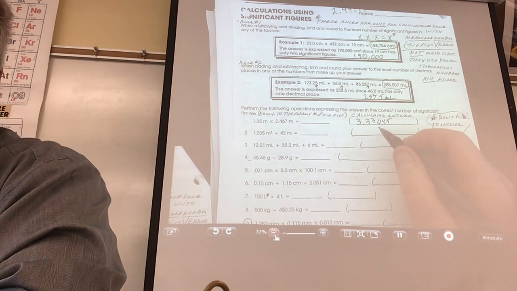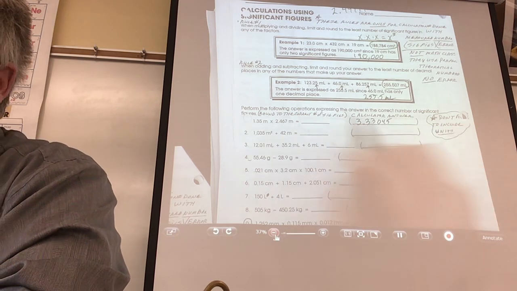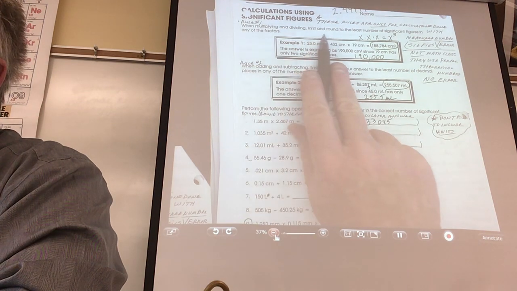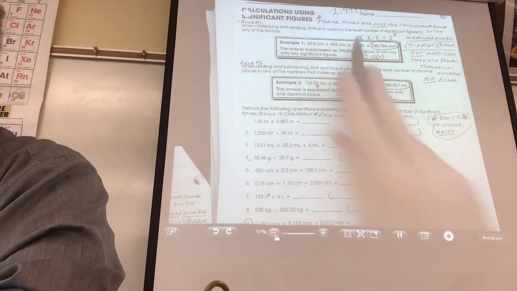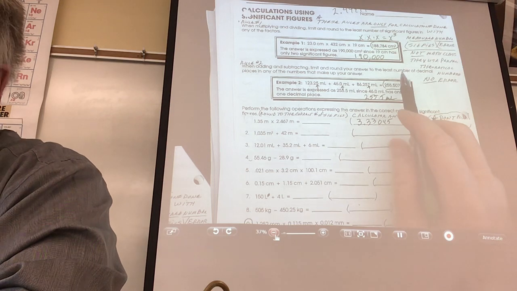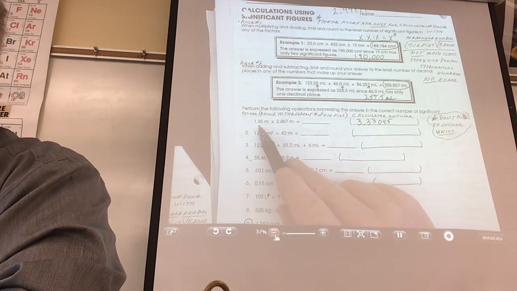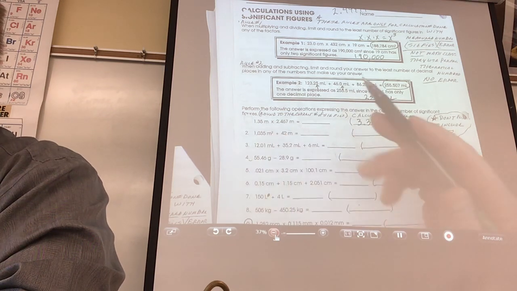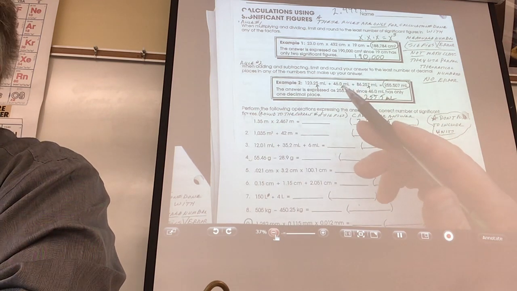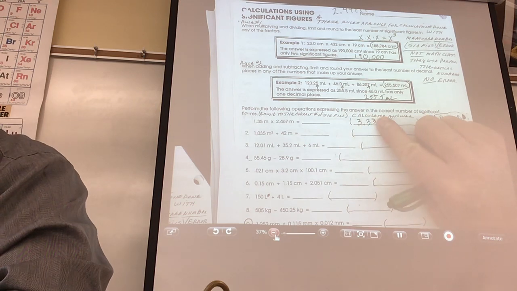What's the rule say? It says here when multiplying or dividing, what do you do? Round to the least number. What is the least number? How many sig figs? 3. How many here? What's the least number? 3? So round to 3, ready? Okay, there's my 3 sig figs, right?